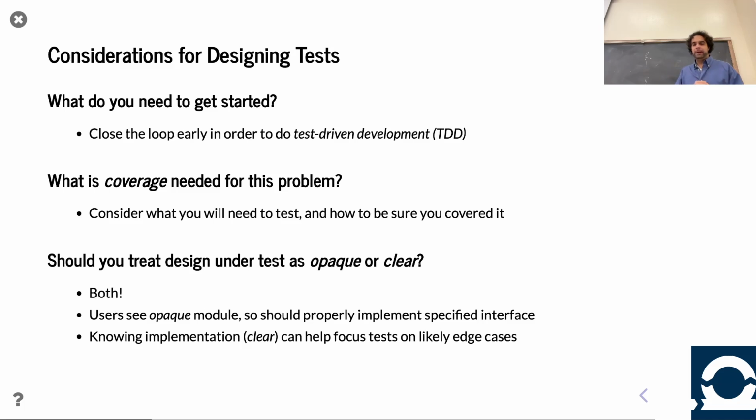So I use the terms opaque and clear here. In other communities, you may hear the term black box or white box. Black box meaning, or I use that as a stand-in for opaque. In other words, you can't see inside the module. So you know what the module is supposed to do functionally, but you have no idea what's going on inside of it. The alternative, of course, is white box testing, where you know exactly how it's implemented.